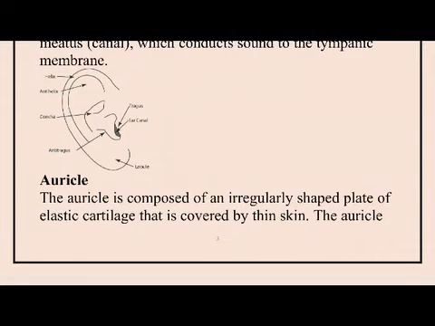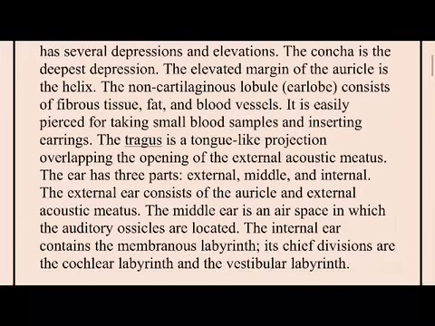The auricle is composed of an irregularly shaped plate of elastic cartilage that is covered by skin. The auricle has several depressions and elevations. You can appreciate the depressions and elevations in the auricle in the very first diagram that we saw. The auricle was a somewhat peach or gold color. So you can see the depressions and elevations there.